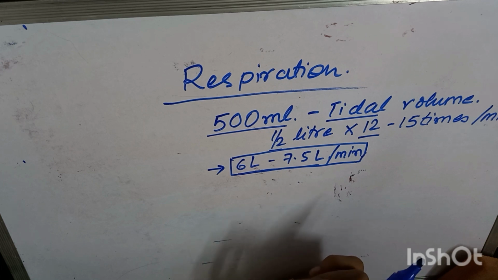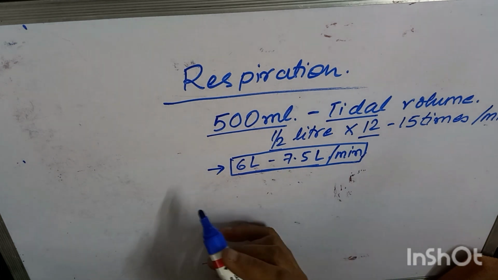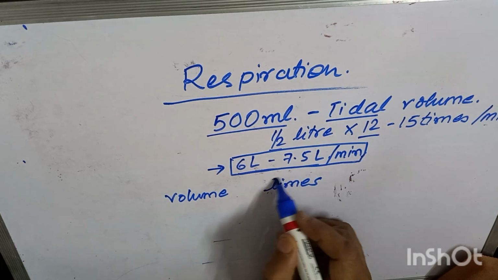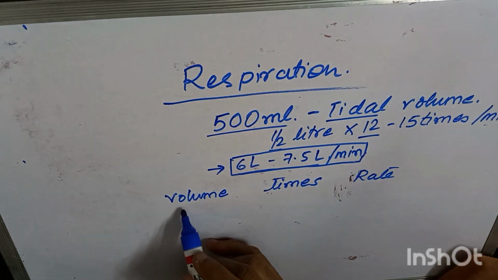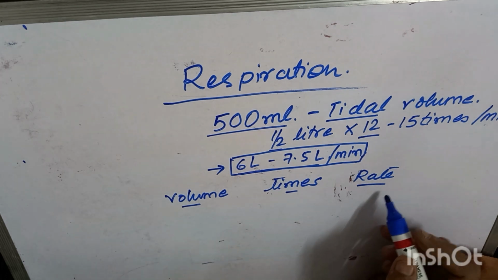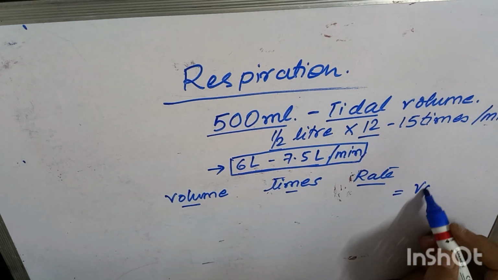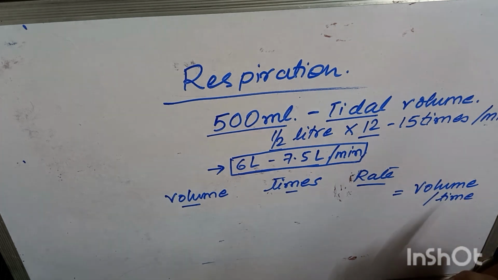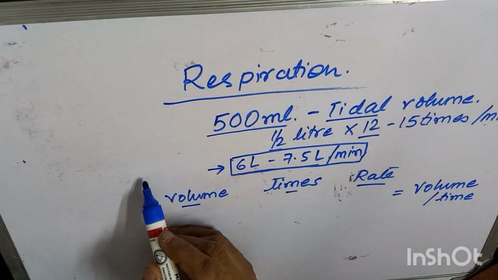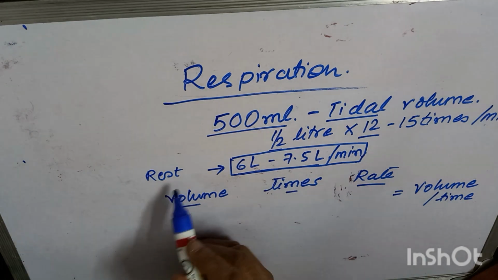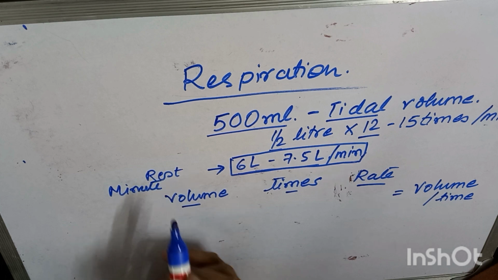So how does this rise? There are two things about this rise. One is the volume, and the other is the rate. Volume times rate, the volume of air that we breathe every time into the rate, gives you the total volume you breathe in a particular time, say in a minute. At rest, the minute ventilation is around 6 liters to 7.5 liters. It means we respire this in a minute.